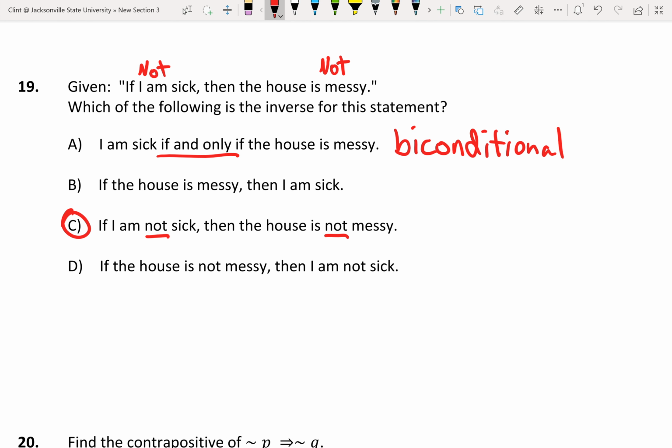Okay. This one switches the order, says if the house is messy, then I am sick. That's the converse. And this one says if the house is not messy, then I'm not sick. That would be the contrapositive. It switches and negates both sides.